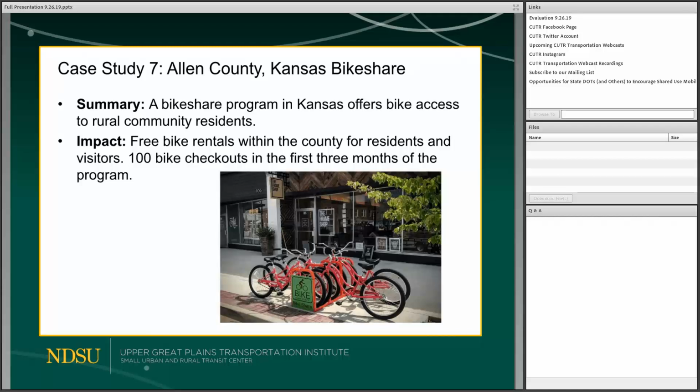Checking out a bike is simple. A patron must simply provide a picture ID and sign a waiver form. And with very minimal publicity, the program has increased its ridership to 100 checkouts in the first 3 months.